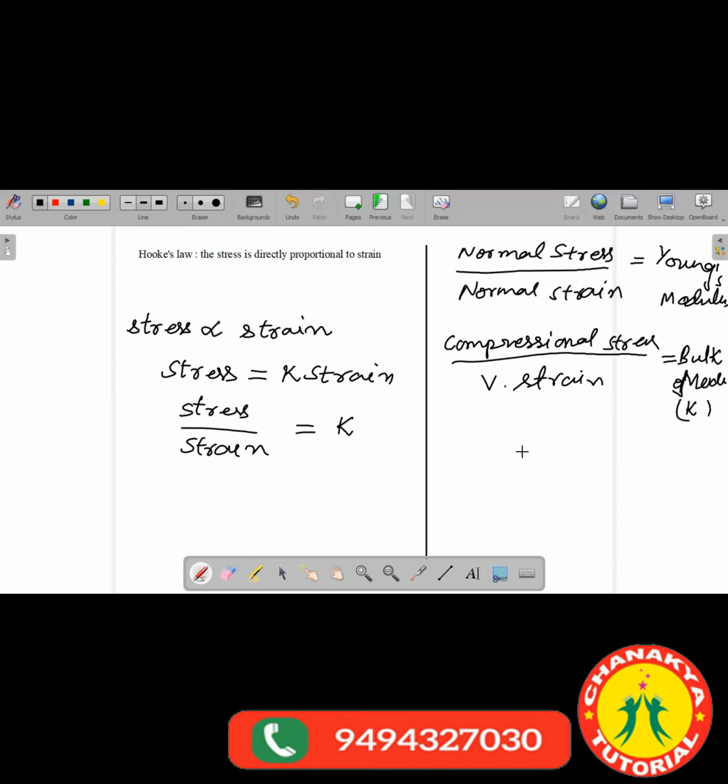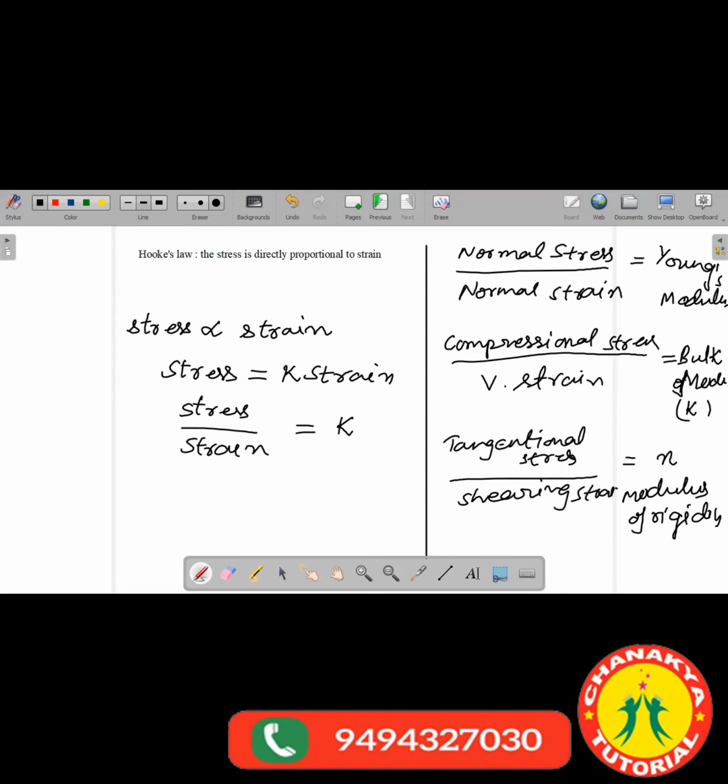Then you have the third one. It is called the modulus of rigidity. So how rigid the substances are. The third is the modulus of rigidity, represented generally by the symbol eta. And this modulus of rigidity is given by, again, shearing stress, or tangential stress, you can also call it tangential stress, over shearing strain.